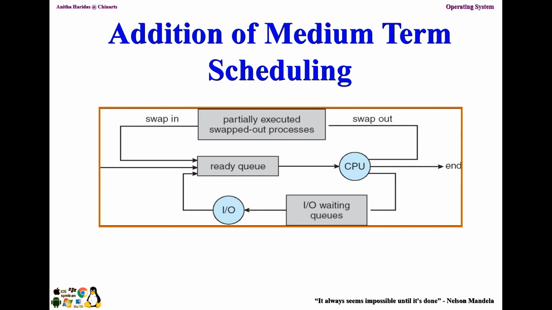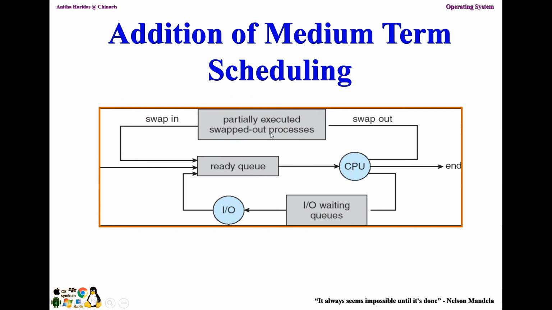Okay, I repeat, some operating systems such as a time sharing system introduce an additional intermediate level of scheduling. This is known as the medium term scheduler. So this is what is depicted in this particular diagram, and here with the medium term scheduler, sometimes it can be advantageous to remove a process from memory and thus reduce the degree of multi-programming.